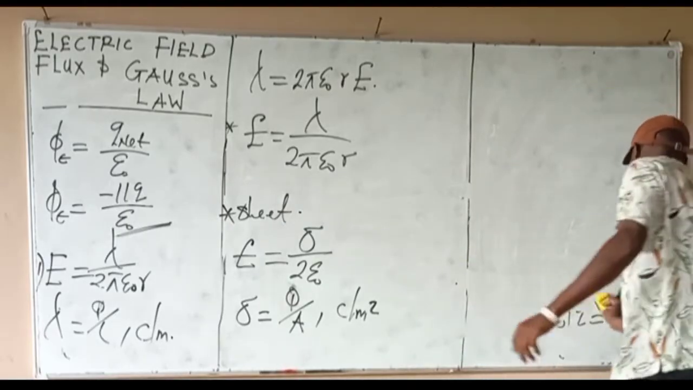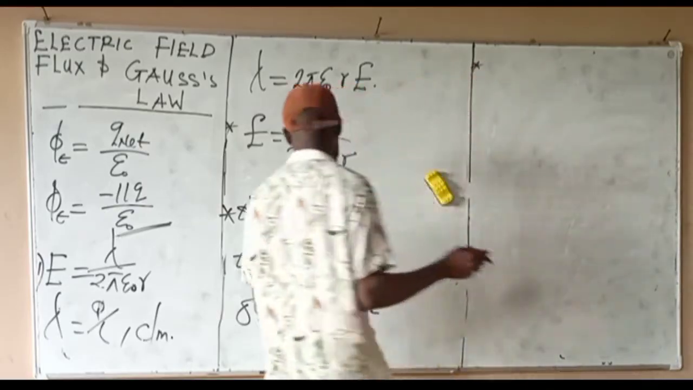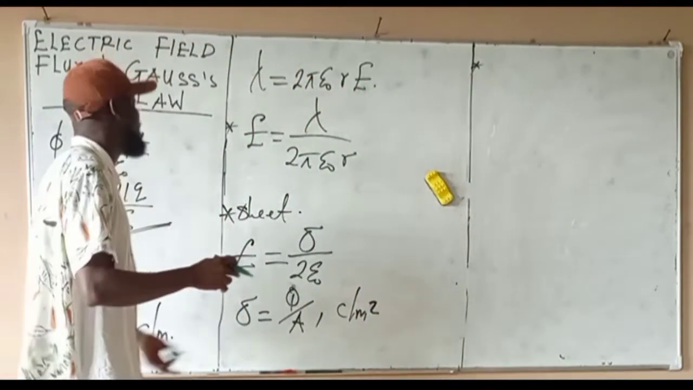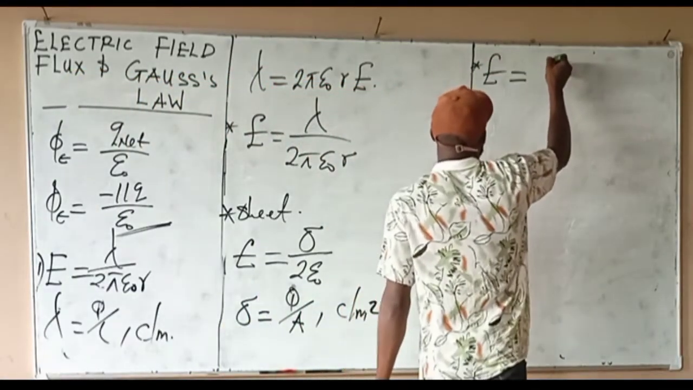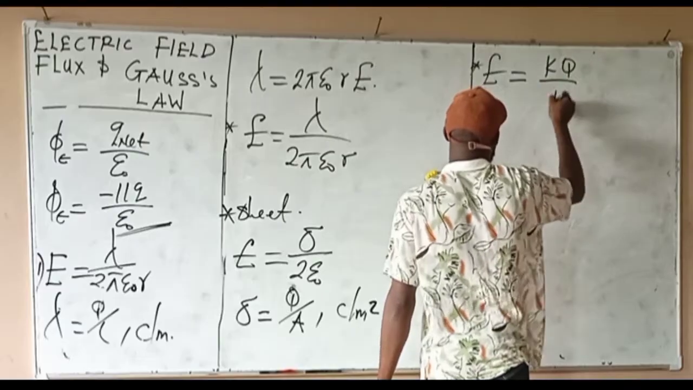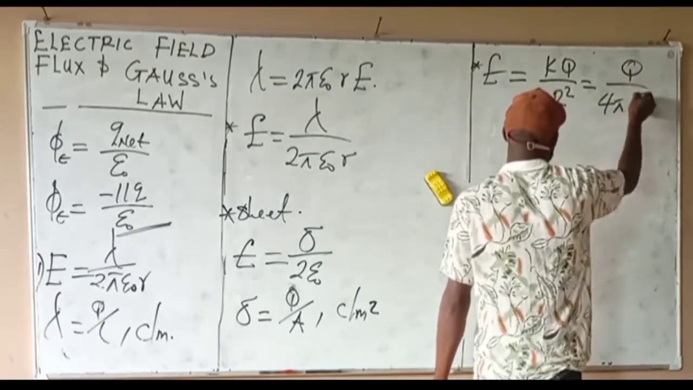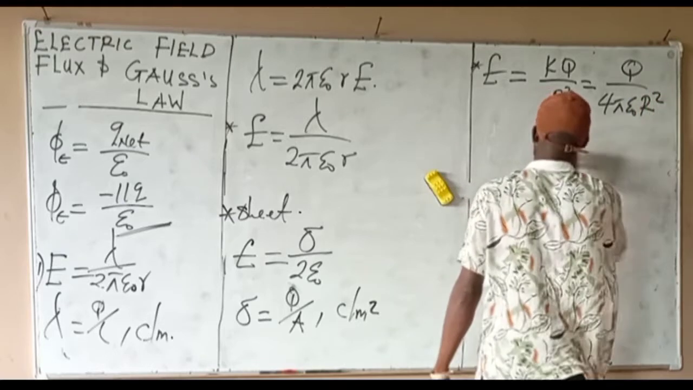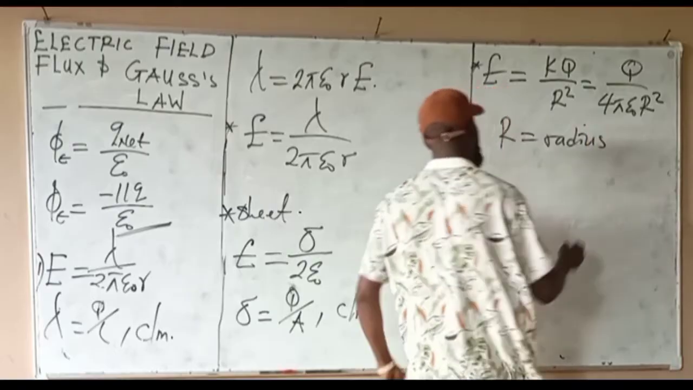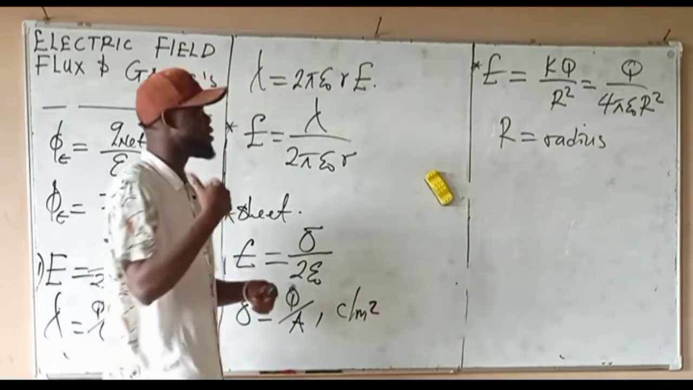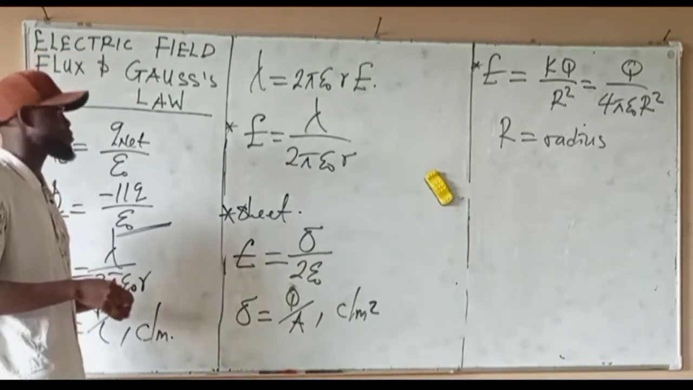Electric field due to a charged sphere. From Gauss's law, the electric field due to a charged sphere will be equal to kQ over r squared, or Q over 4 pi epsilon naught r squared, where r is equal to the radius of the sphere.